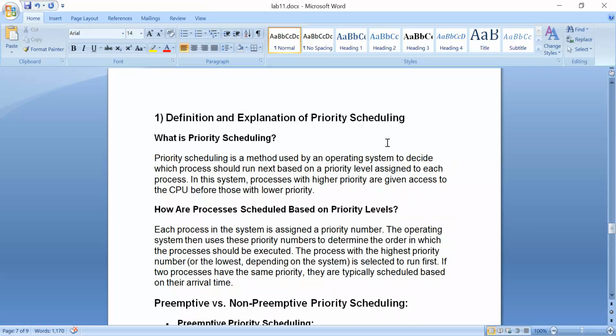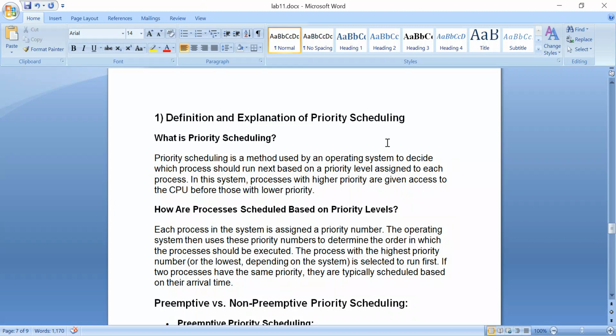In my previous video, I had explained about preemptive scheduling and non-preemptive scheduling and discussed the similarities and differences between these scheduling. So in this video, I will explain about priority scheduling. Priority scheduling is a method used by an operating system to decide which process should run next based on the priority levels assigned to each process. In the system, processes with a higher priority are given access to the CPU before those with a lower priority.